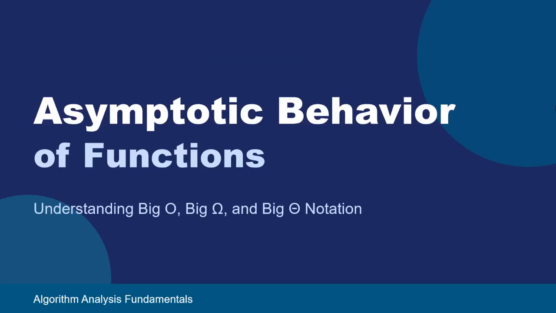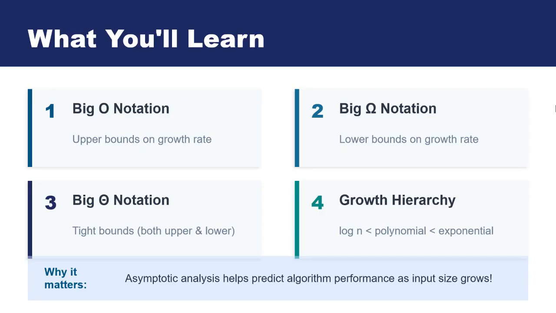Hey guys, so today we're going to go over old lectures from my Foundations 2 class, and we're going to start with our first topic we covered in the class, asymptotic behavior of functions. So we're going to go over big O, big omega, and big theta notation. So what we'll learn: big O, upper bound growth rate; big omega, lower bound growth rate; and big theta, which is the bounding of the function.